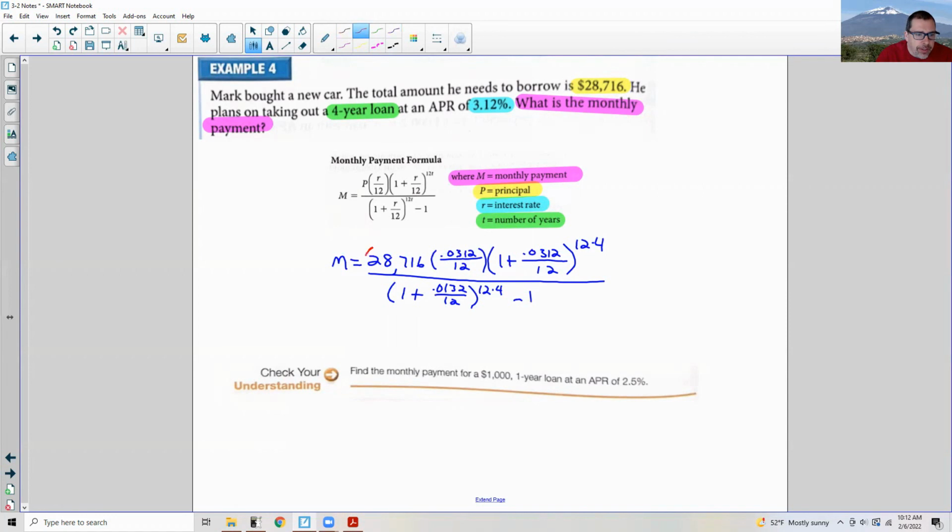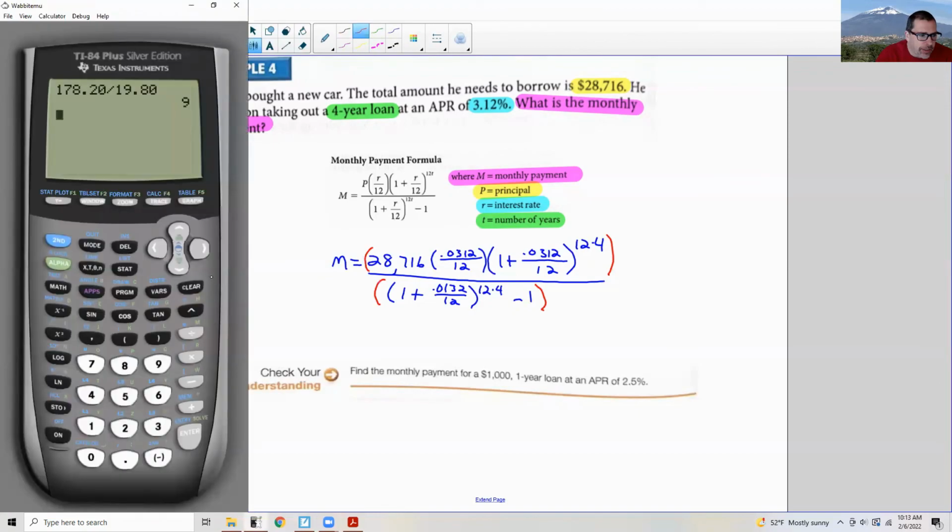Okay, now when we put this in the calculator, you should put the numerator in parentheses and you should put the denominator in parentheses. So we're going to put this in the calculator. Hopefully we get this straight the first time. It is going to be parentheses for the numerator, 28716. Another parentheses here, 0.0312 divided by 12, close those parentheses. Another parentheses, 1 plus 0.0312 divided by 12, close the parentheses here, to the power of 12 times 4, which is 48, come out of my exponent, close the parentheses. There is our numerator. I'll hit enter. There's my numerator.